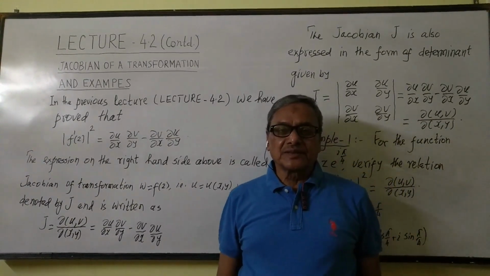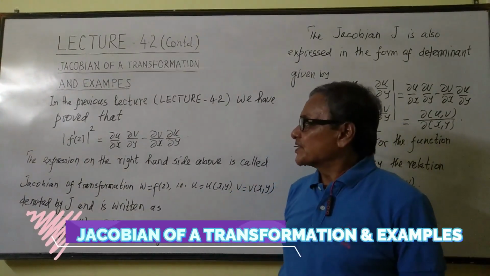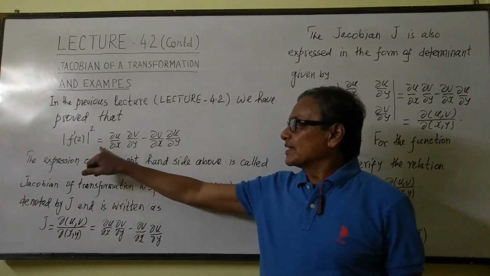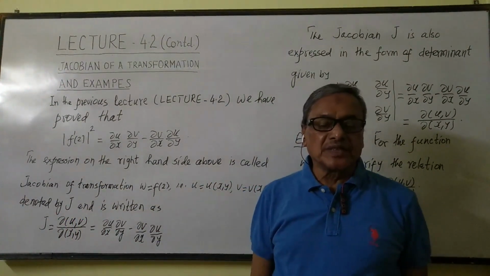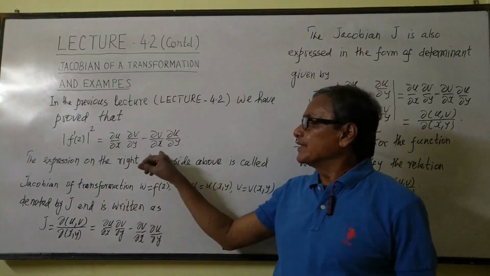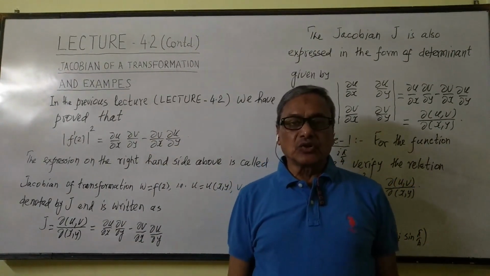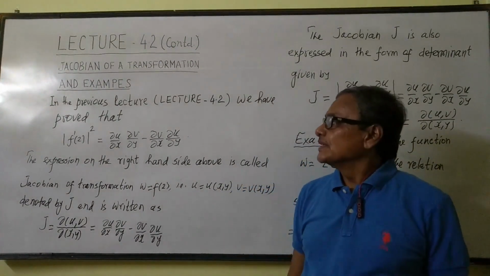In the previous lecture, we have established this result: mod f dash z square is equal to del u del x del v del y minus del v del x del u del y. Now we are going to define the Jacobian of a transformation.